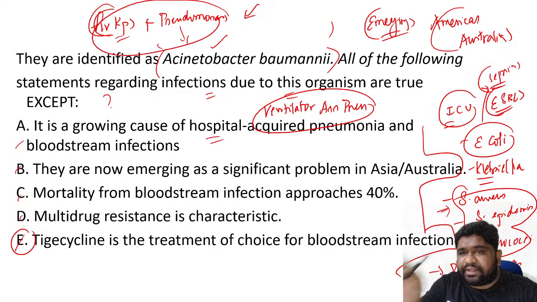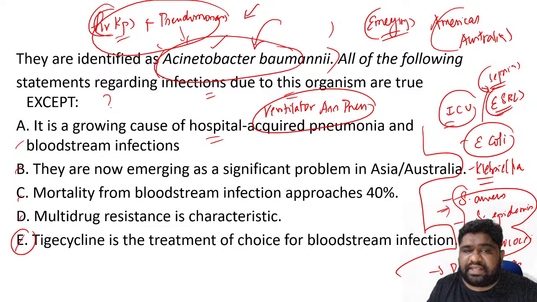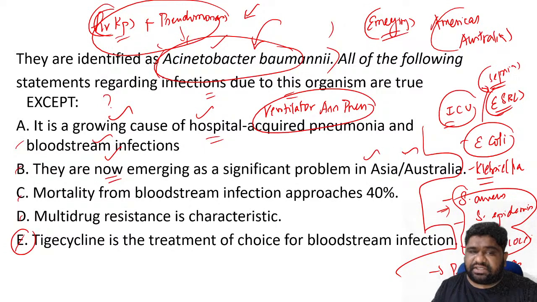So, among all these organisms, the newly emerging organism is Acinetobacter baumannii. And so, it is a growing cause of HAP, absolutely right answer. Growing cause of sepsis, absolutely right answer. Now they are emerging as a significant problem in Asia and Australia, right answer. But you will not be able to answer C and D so easily.